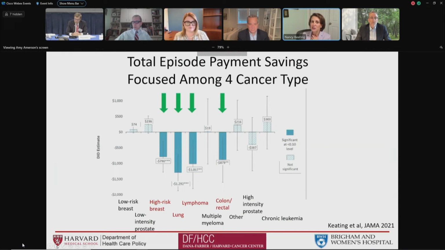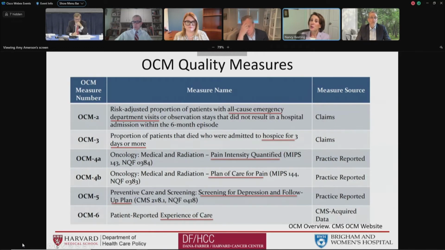So this slide shows changes by cancer type in total episode payments. And you see here that the savings that we observed were primarily among 4 high-volume cancer types: high-risk breast cancer, lung cancer, lymphoma, and colorectal cancer. Next slide. So what about quality?